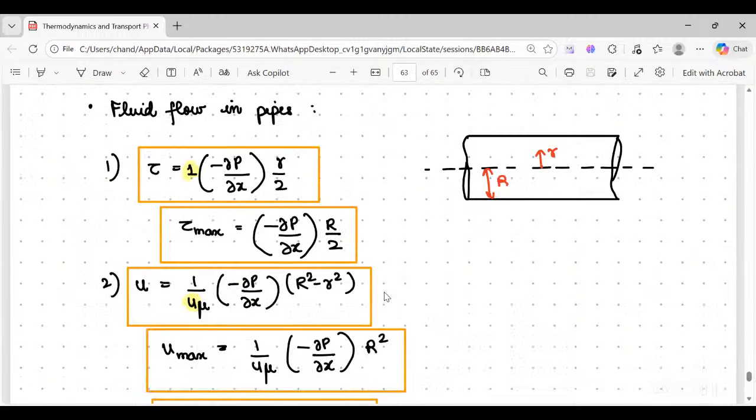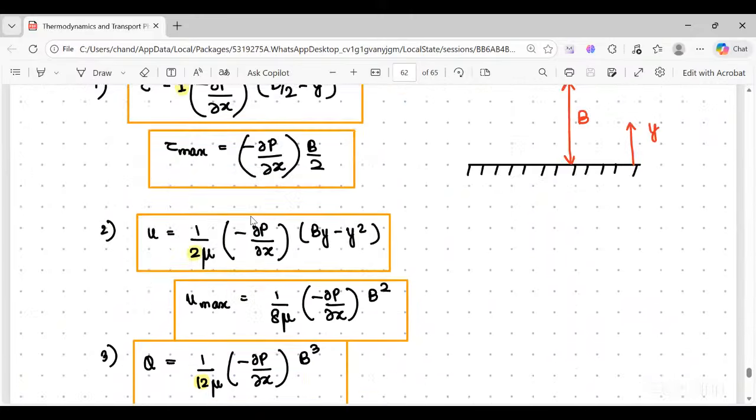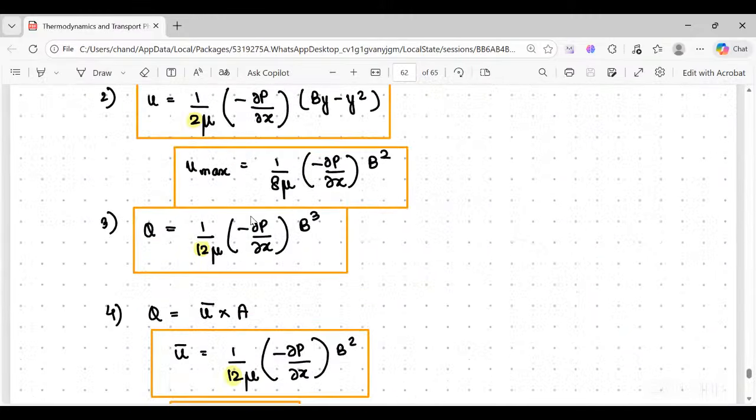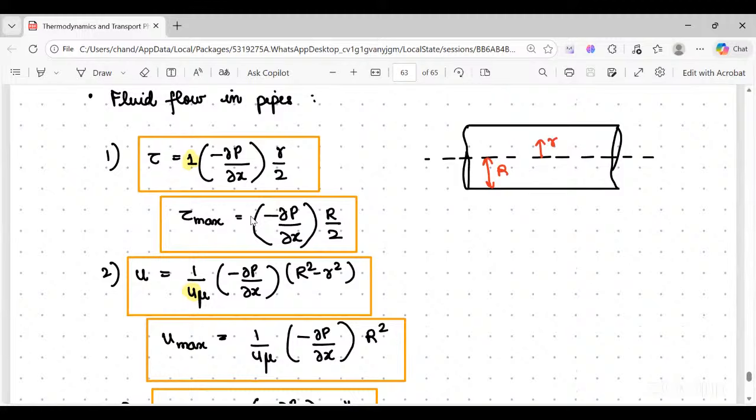Fluid flow in pipes: tau is equal to minus ∂p/∂x into r by 2. So tau max is equal to minus ∂p/∂x into R by 2. At r equal to 0, at the center, tau is 0. This is in pipes, don't get confused. The earlier one was for parallel plates; this is for pipes. There is a small difference here, with R minus r square.